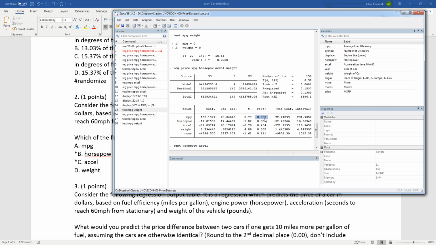So when we're trying to figure out which ones are not statistically significant, it's horsepower and acceleration, because these two p-values are much larger than 0.1. So it is statistically indistinguishable from 0 at any significance level that we care about.